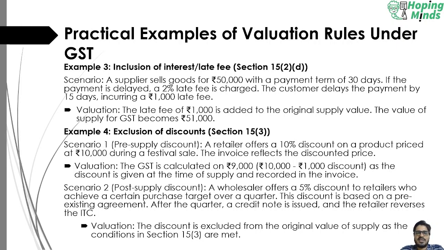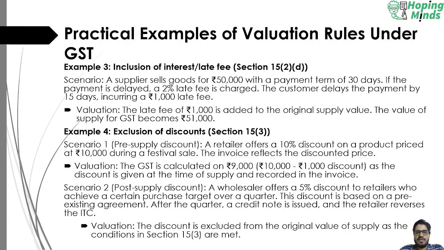So the valuation in this case will be the late fee of rupees 1,000 is added to the original value of supply, and the value of supply for GST becomes rupees 51,000. So the GST will be charged on rupees 51,000.